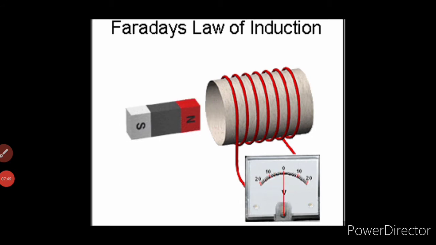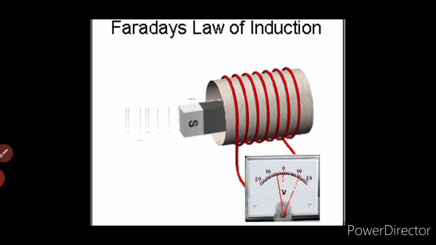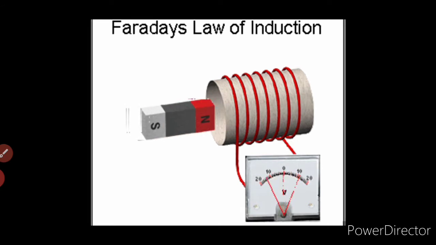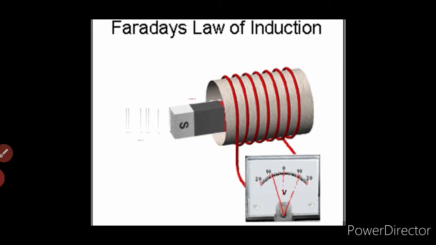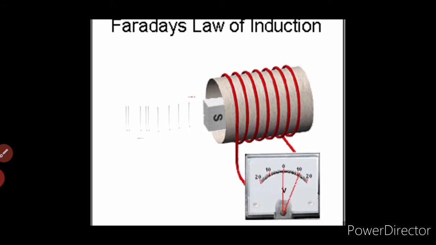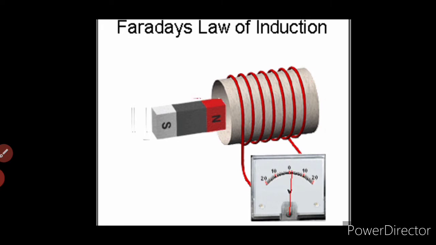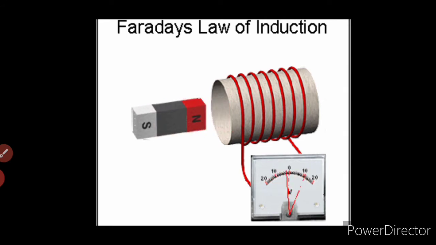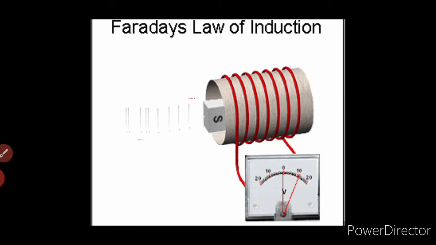So this is Faraday's law of induction. The magnet is moved, and you can see the variation in the galvanometer. Whenever the magnet is moved in the coil connected to a galvanometer, you can see the induced current passing, and the galvanometer gets deflected in the clockwise as well as the anti-clockwise direction. This diagram shows that induced current is present. Whenever magnetic flux changes, an induced current is present, and this can be verified by the deflection of the galvanometer.